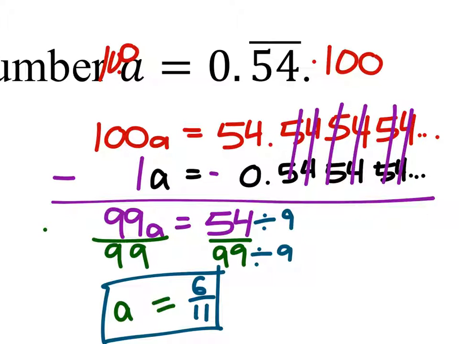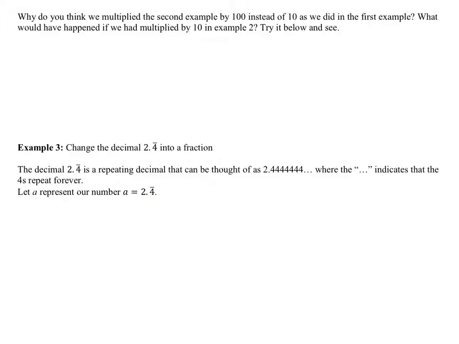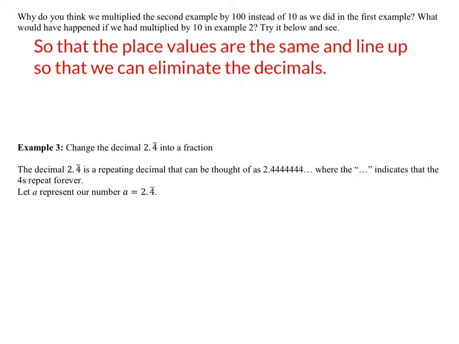I subtracted the equation here in black from the one in red so that I could get rid of all these decimal places right here. See, that leaves me with this whole value, 54, and this whole value, which allows me to change it into a proper fraction. Why do you think we multiplied by 100 instead of 10? We talked about that. That was so that the place values would line up so that we could eliminate the decimal. Bam, there we go.